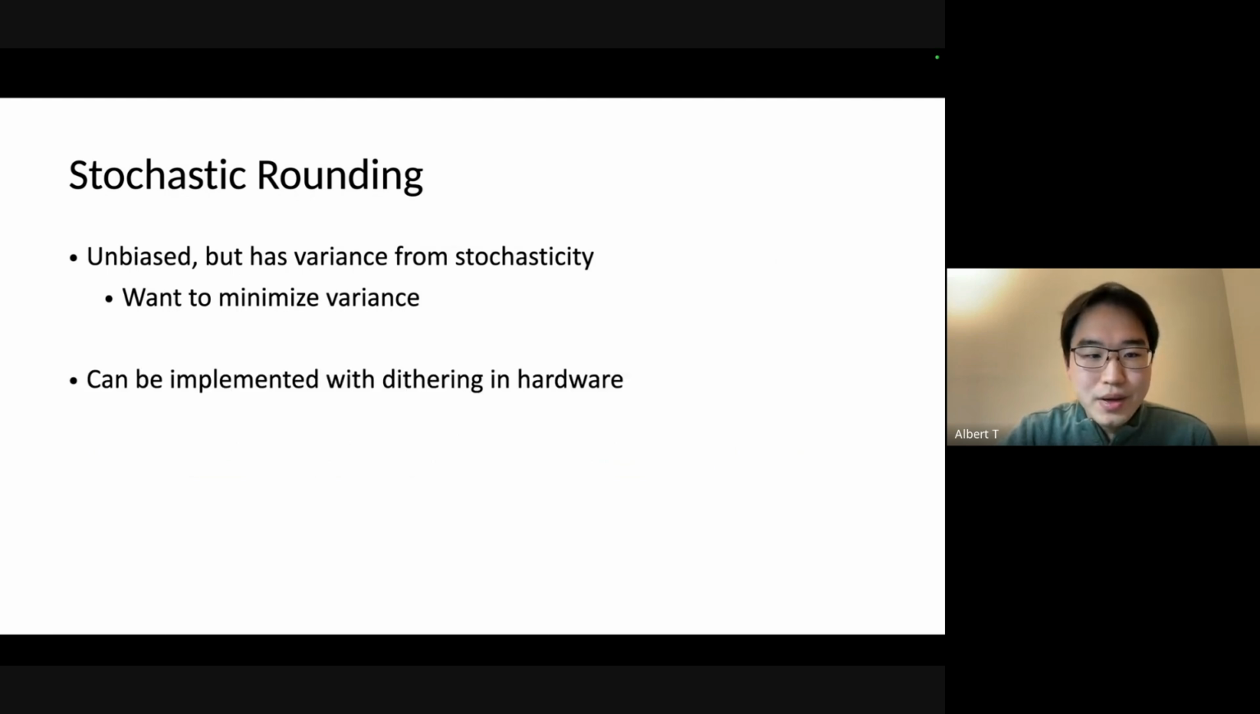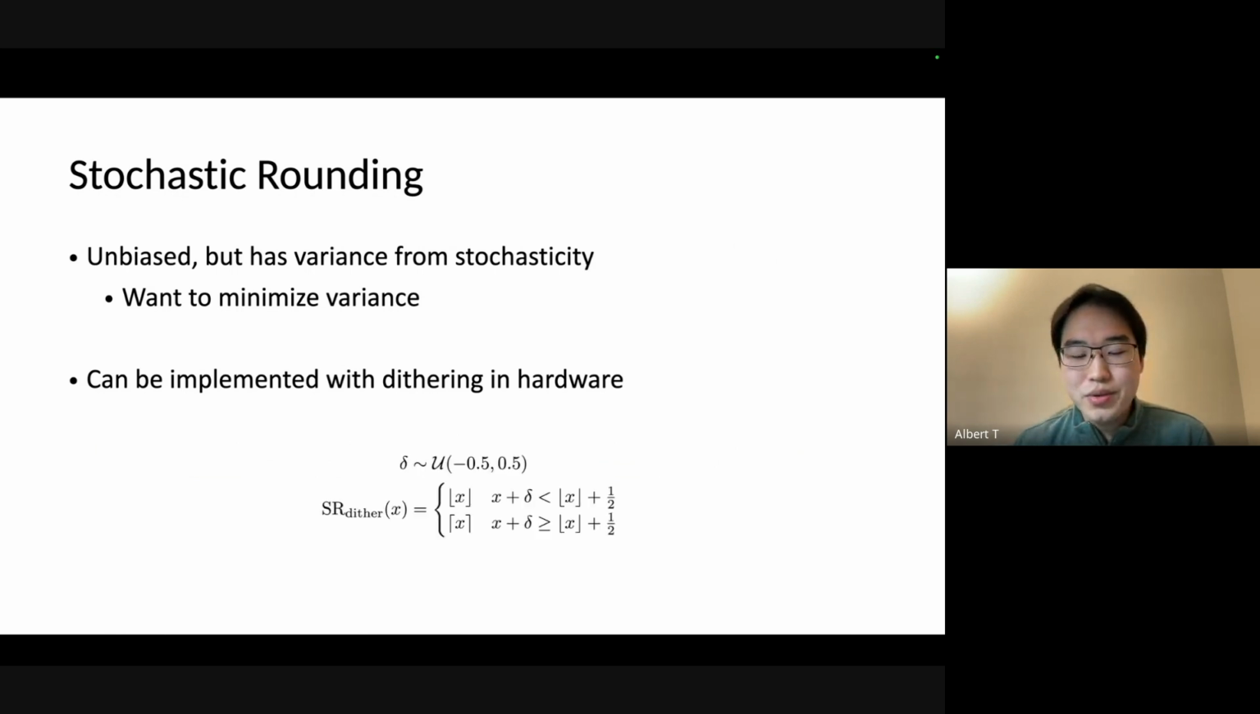So, this is another thing. You don't actually do this probability rounding thing in hardware. We do it with dithering. What dithering does is you sample a noise vector, and then you add it to your input, and then you do nearest rounding.